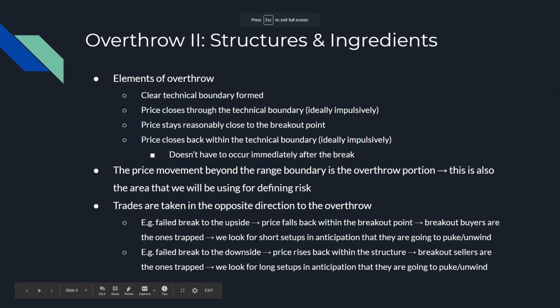So, in terms of actual trades, again, Overthrow is for stop placement, but of course, since it defines risk for you, it kind of results in a trade anyway, assuming the other parameters are in place. Just in case it wasn't explicitly clear, trades are taken in the opposite direction to the overthrow. So if you've got a failed break to the upside, when price falls back within the structure, who's on the wrong side of that move? Well, it's obviously the breakout buyers, right? And so when buyers are the ones feeling the heat, we want to ride that, and so we look to be sellers, anticipating them to puke, unwind, and the more experienced traders to pile in on the other side.